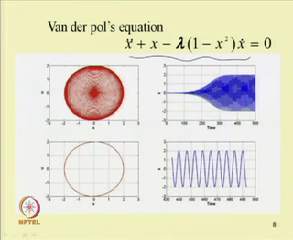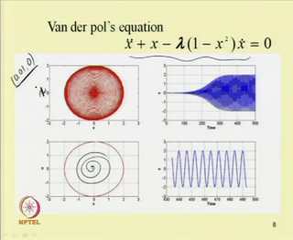Taking the initial point 0.01 and 0, this is x and u equal to x dot. So x and x dot, this is the phase portrait. Taking this initial condition, with time you can see the response.